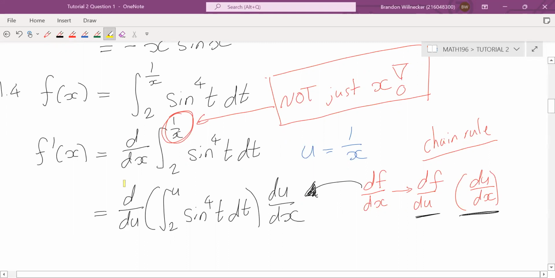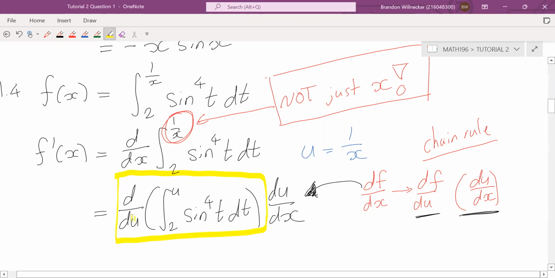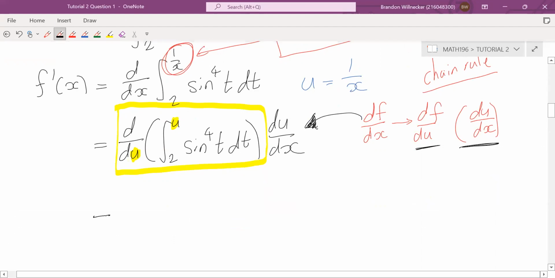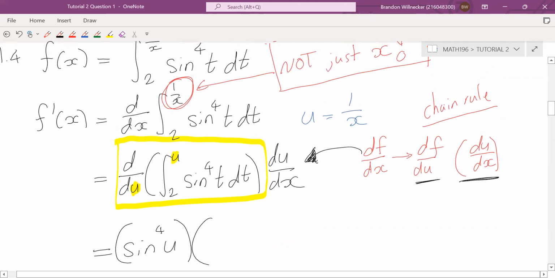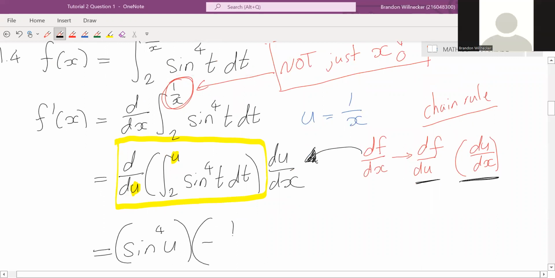Now this first part is easy because that's just FTC part 1, because we've got d by du and the upper bound is just u. So that's just, sorry, not chain rule, FTC part 1. So this is going to become sin to the 4u. That's the first part. What about the second part? du by dx is the derivative of 1 over x, so that's going to be minus 1 over x squared.